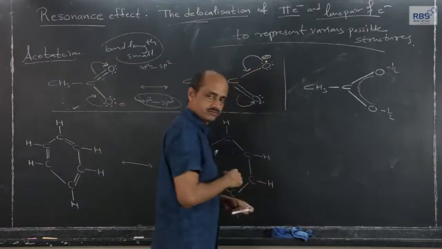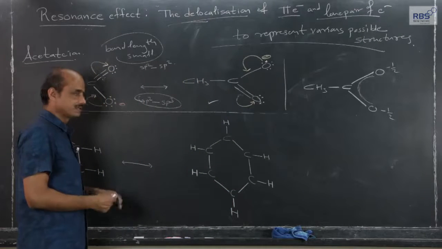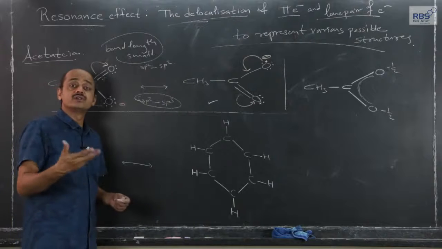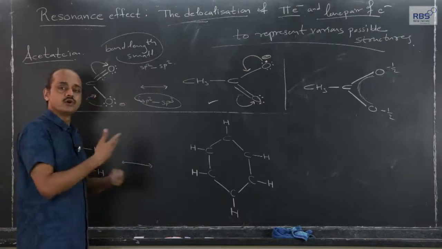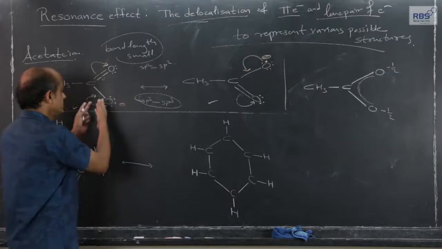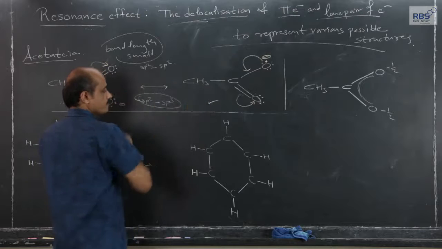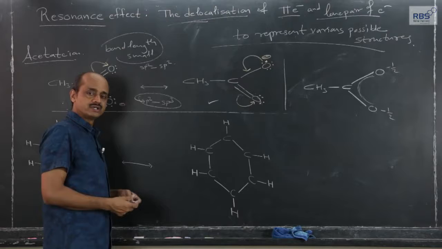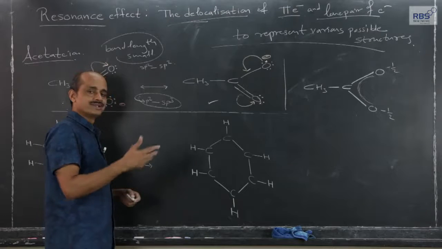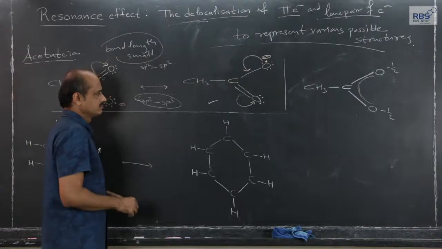Now, there is a sentence which is normally used in resonance and its applications. We have just started. The more the resonating forms, the more the stability. The more the number of resonating forms, the more the stability. Here, for the acetate ion, there are 2 resonating forms. In some cases, there are more. What does it mean? Very simple.